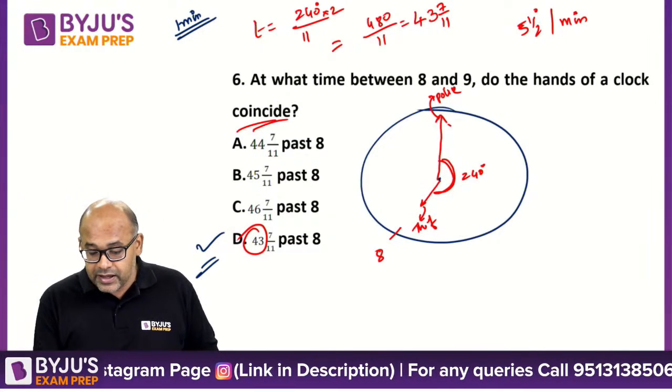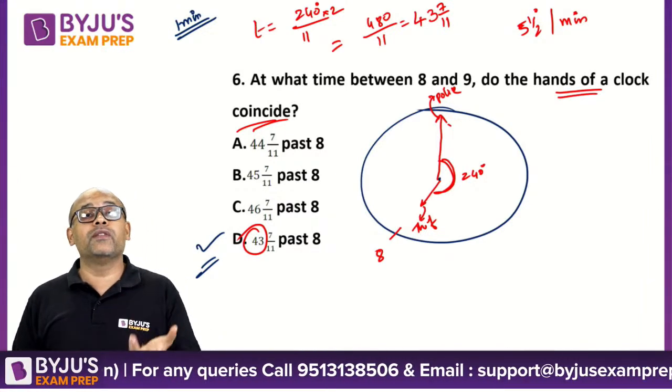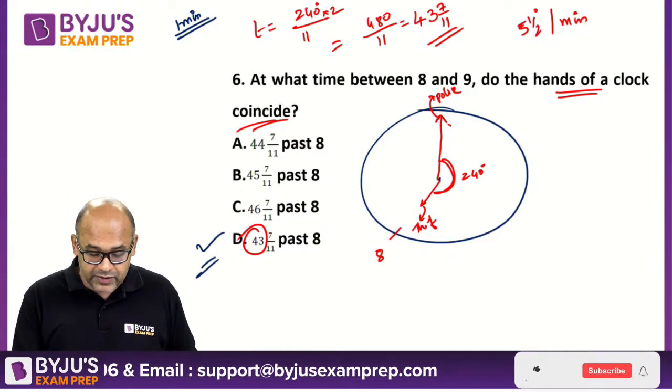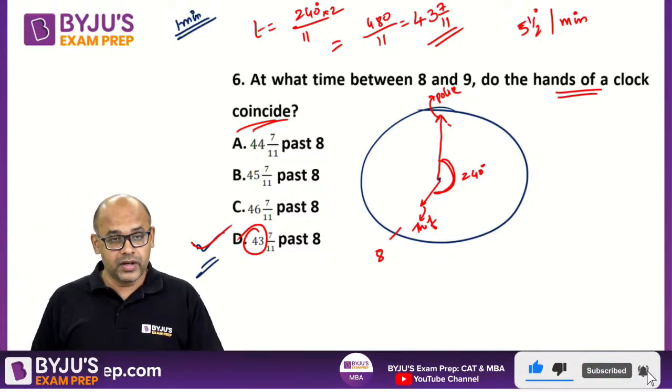Meeting means both hands are coinciding, and it is not more than 1 hour. So from 8 o'clock, less than 1 hour, that is 43 minutes. So that is your correct answer. Clear? Let's move on.